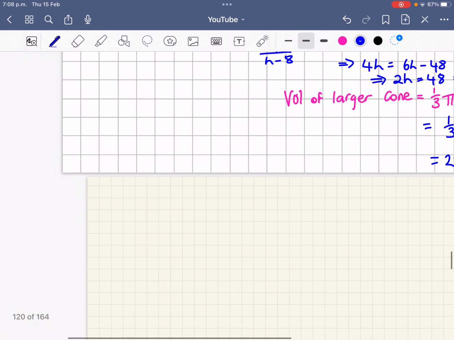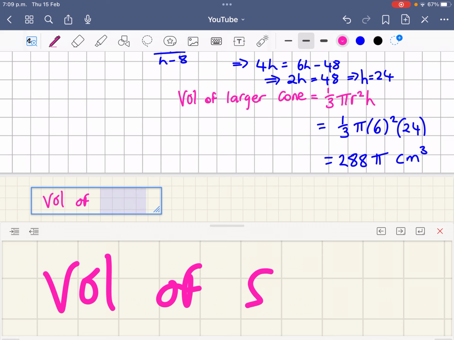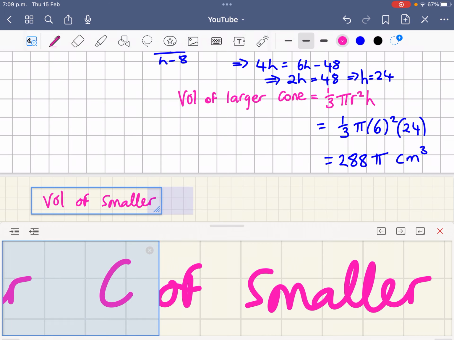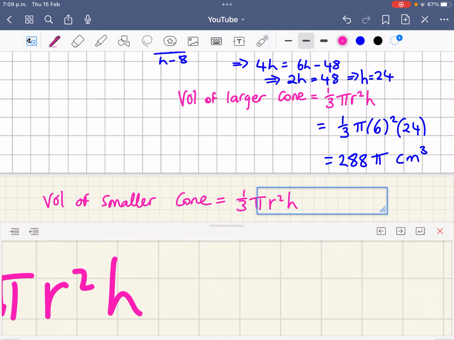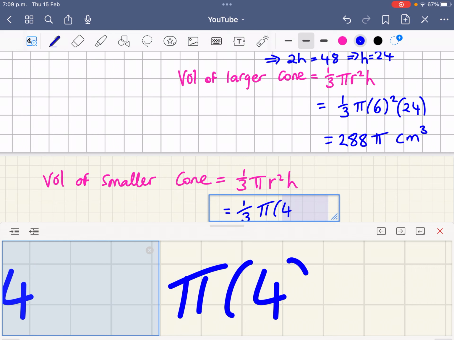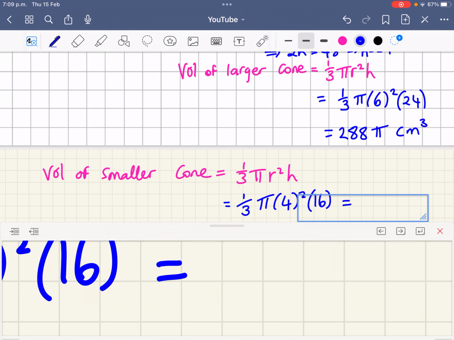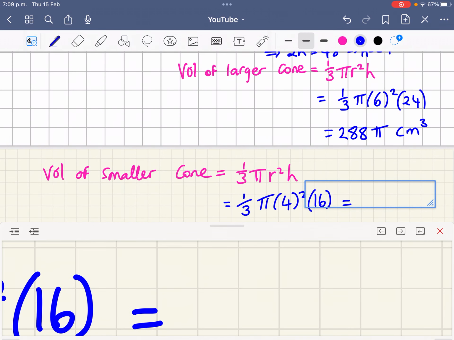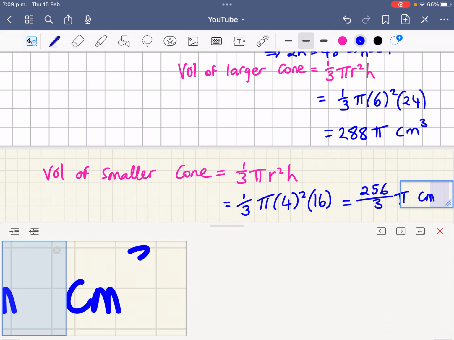Now we can calculate the volume of the smaller cone. So 1/3 pi r squared h. For this now, r is equal to 4. So we have 4 squared and h is going to be 16. And in the calculator that gives us 256 all over 3 pi centimetres cubed.